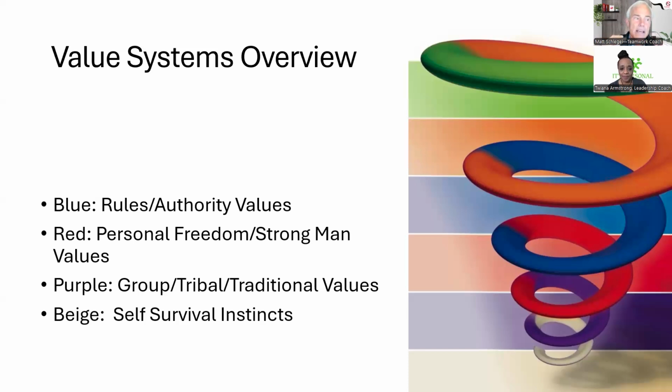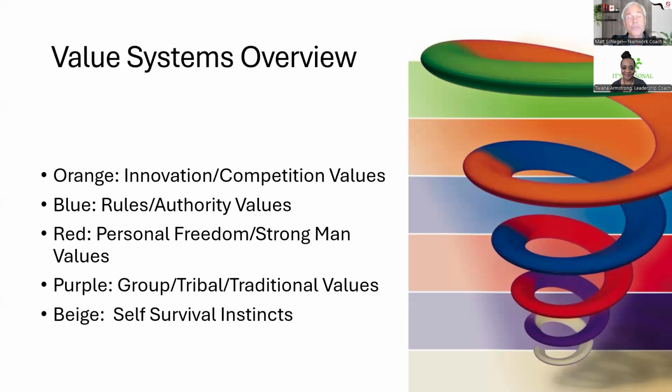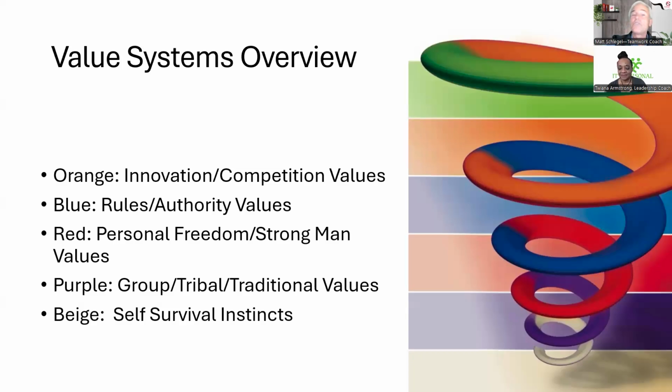Each one of these value systems has a color associated with it. So the red value system is more the strongman value system. The blue value system is more the rules-based institutional value system. But that rules-based society can get a little stodgy and stifling. And so we come up with this orange, where it values more innovation and competition, and gives people more of an opportunity to express themselves.